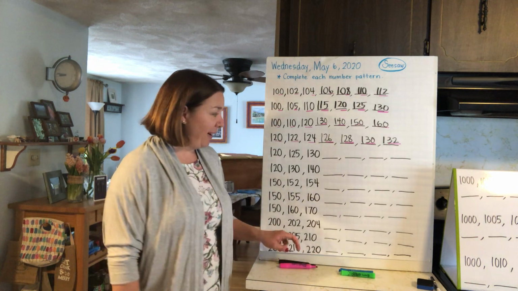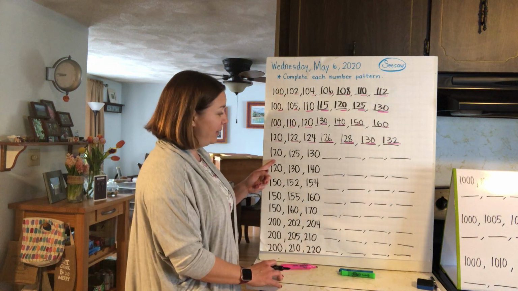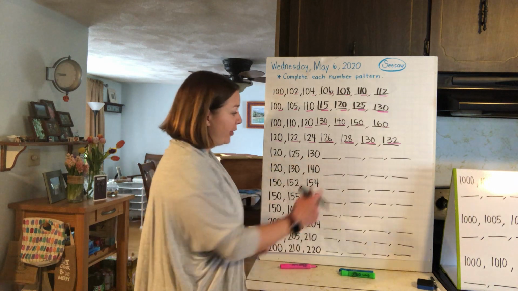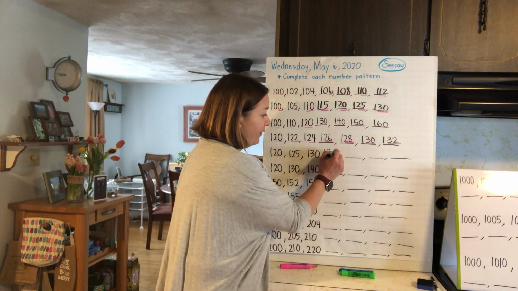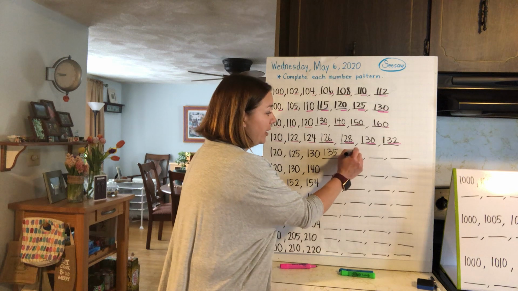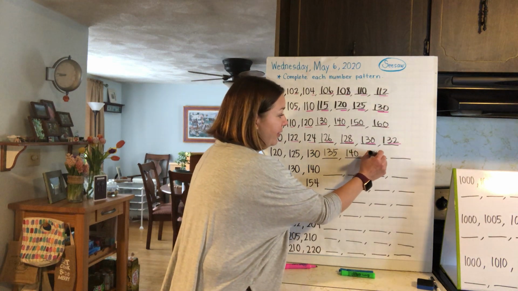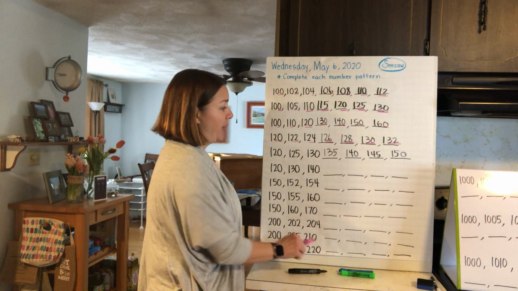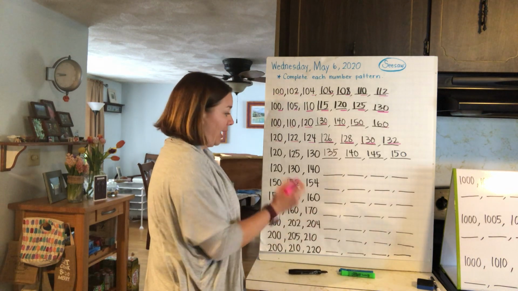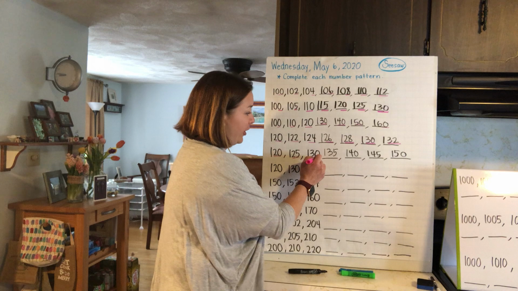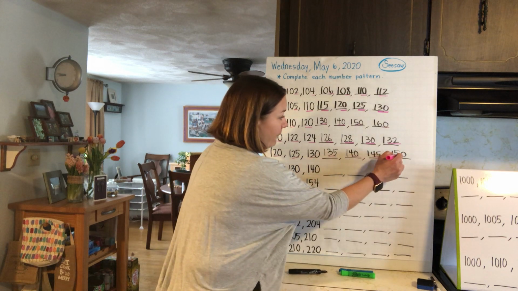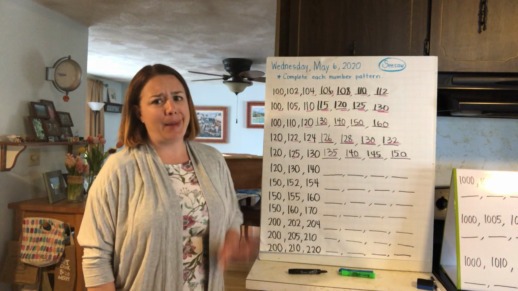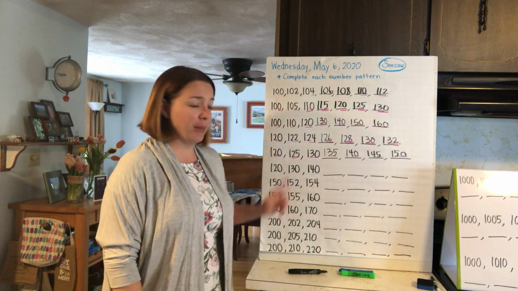You're right, we're counting by fives. 120, 125, 130, 135, 140, 145, 150. If we take away the hundreds, it sounds just like counting by fives. 20, 25, 30, 35, 40, 45, 50. You guys are masters at counting by fives. Don't get tricked by the hundreds.